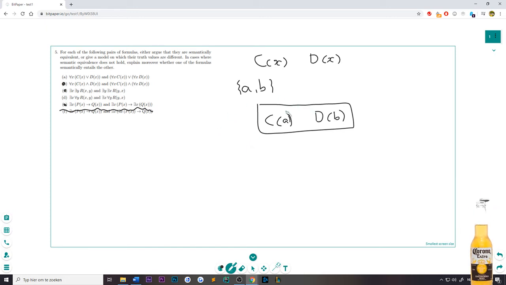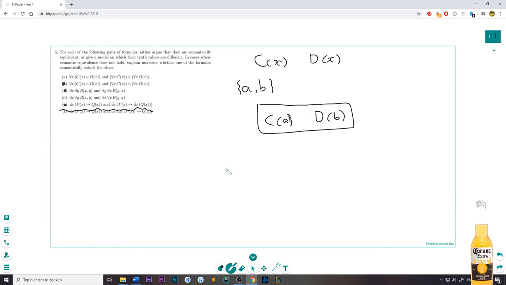If they're equivalent, then no matter what model we make, both of them will either hold or not hold. So it's the same as truth tables, in a sense. If the truth tables are the same for a formula, then the formulas are equivalent. If they have different truth tables, then they are different. And it's the same with models and predicate logic here.